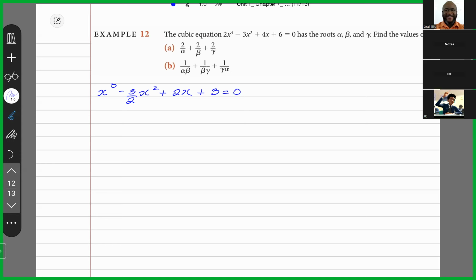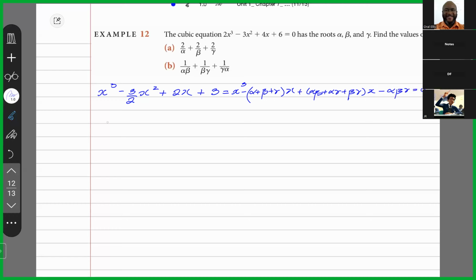We're also told that the roots are alpha, beta, and gamma. So it means that x cubed minus 3 over 2 x squared plus 2x plus 3 is actually equal to x cubed minus (alpha plus beta plus gamma) x squared plus (alpha beta plus alpha gamma plus beta gamma) x minus alpha beta gamma, and it's this that is equal to 0.